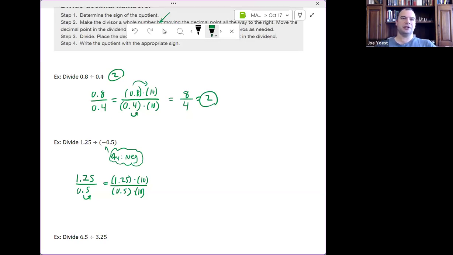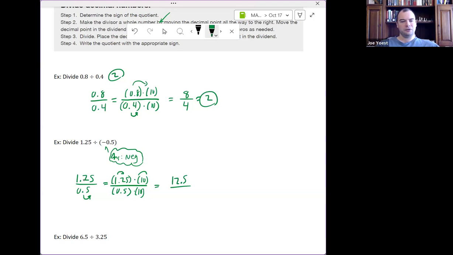We wanted an equivalent fraction that satisfied a certain property, maybe that it had a common denominator, or here we want it to satisfy the property that the new denominator is a whole number. So we make our equivalent fraction the same way. We multiply top and bottom by the same thing. Here we multiply by 10. In my numerator, the decimal point moves 1 to the right. That's the contribution from the 10 up top.